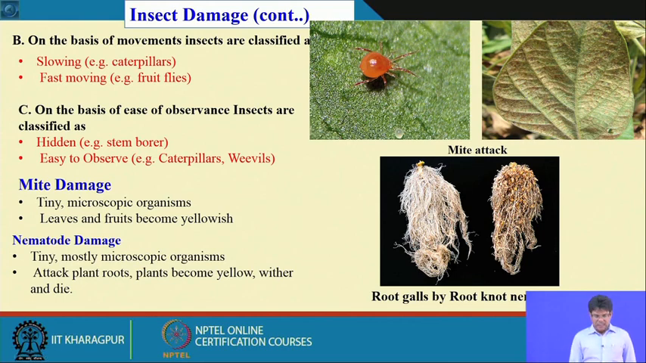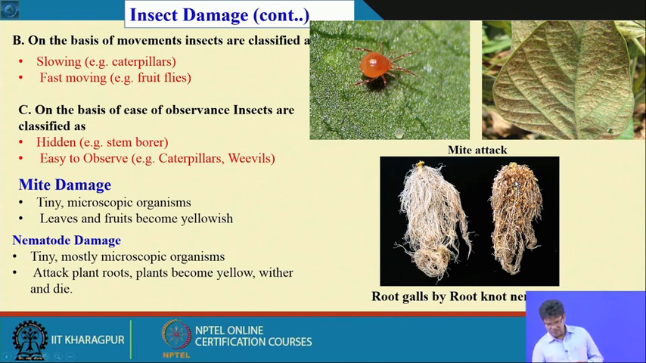Another pest damage is due to nematodes, which are also very tiny, mostly microscopic organisms. They remain in the soil and mainly attack the roots. When they attack the plant roots, the plant becomes yellow, withers and dies. Here you can see the nematode attacking the root portions.